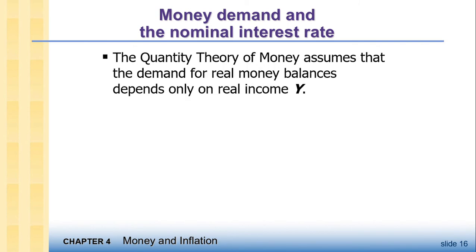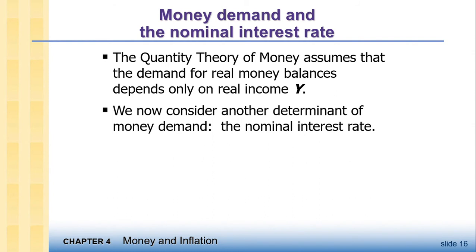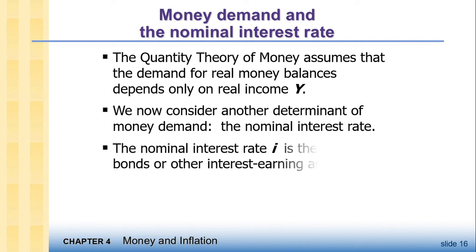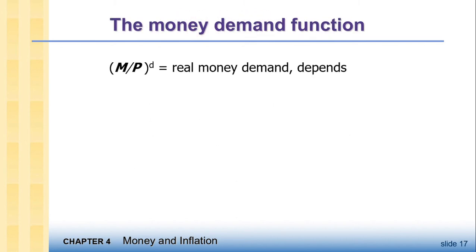Now, the quantity theory of money, as I have said, assumes that the demand for real money balances depends only on real income, right? But Keynes's assumption was that no, it is not only real income Y that determines this, but rather another determinant of money demand is the nominal interest rate. And why the nominal interest rate?